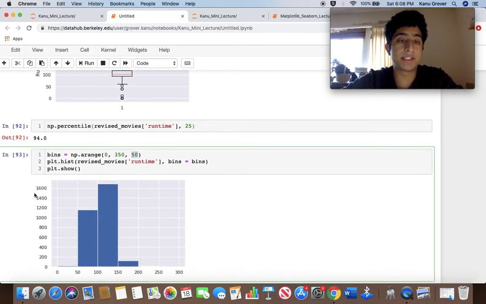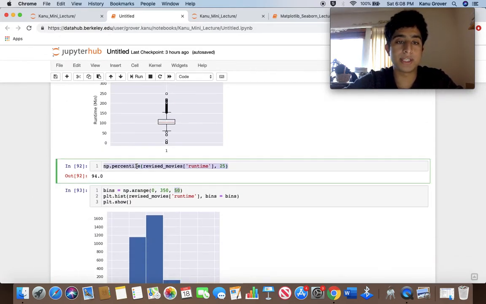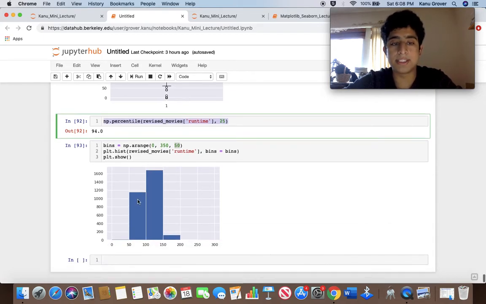That's essentially what a histogram is. Again, if we wanted to find the percentile of anything in our histogram, we could use the same exact function that we observed just now, which is np.percentile. But a histogram is a little bit more flexible than a box plot in that it shows you how many of our data values lie between a given range of some variable, which in this case is the runtime.